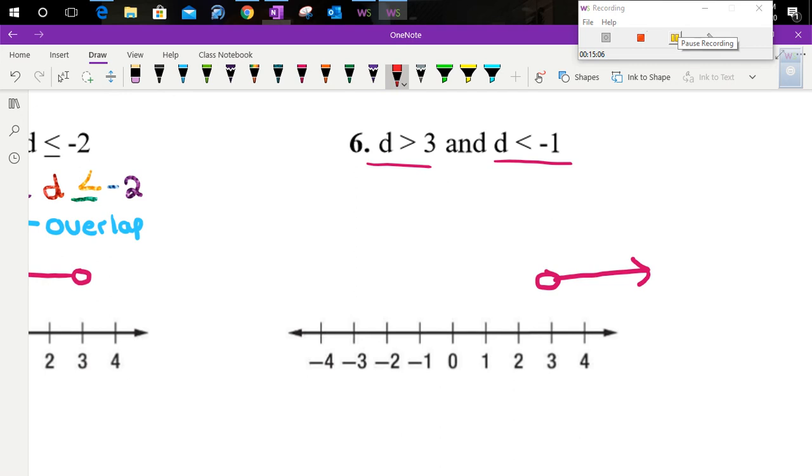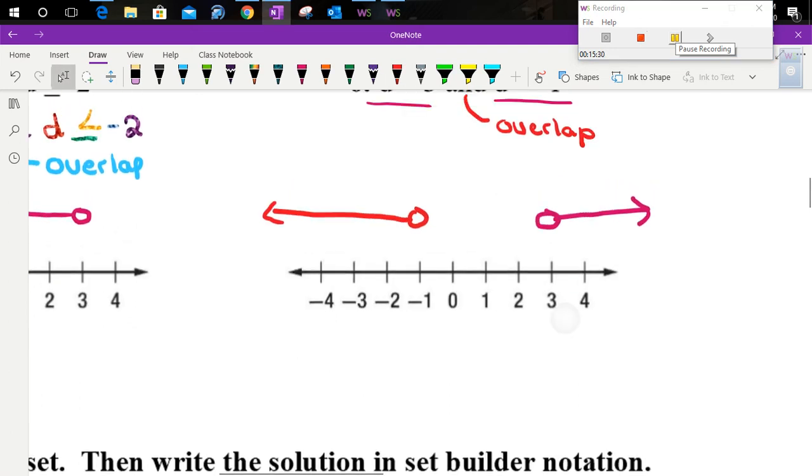D is less than -1, so we're going to have an open circle here and a line going in this direction. Remember here, we're looking for where they overlap. Okay, so we look where they overlap. They don't. So we would not put anything on our answer graph. On this one, there's no solution because they don't overlap anywhere. So there's no solution.